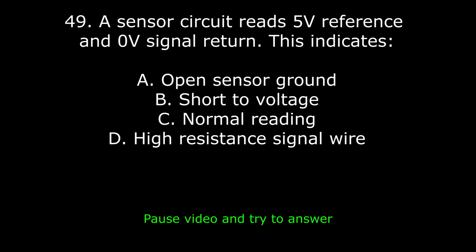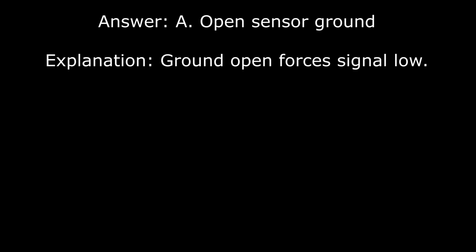49. A vehicle's electrical system voltage reads 5 volts reference and 0 volts signal return. This indicates A. Open sensor ground, B. Short to voltage, C. Normal reading, D. High resistance signal wire. Answer: A. Open sensor ground. Explanation: ground open forces signal low.